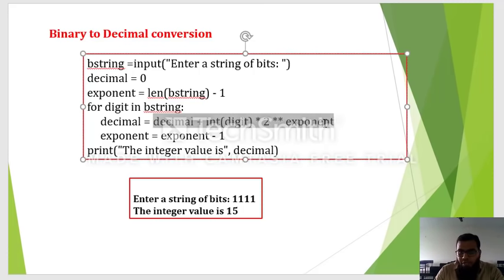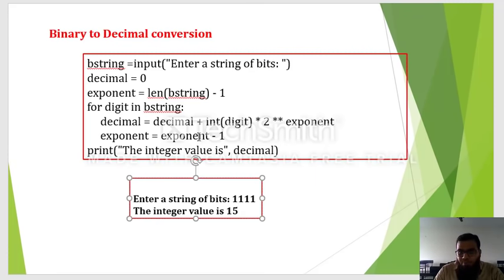So 2 power 3 into 1, the result will be stored in decimal. What is 2 power 3 into 1? 8. That 8 will be stored in decimal. Now I need to subtract 1 from the exponent, because 2 power 3 into 1 is already done. Now what do I need to calculate? 2 power 2 into 1.